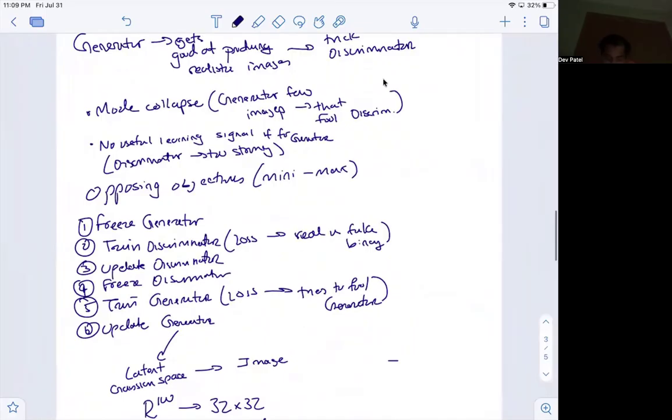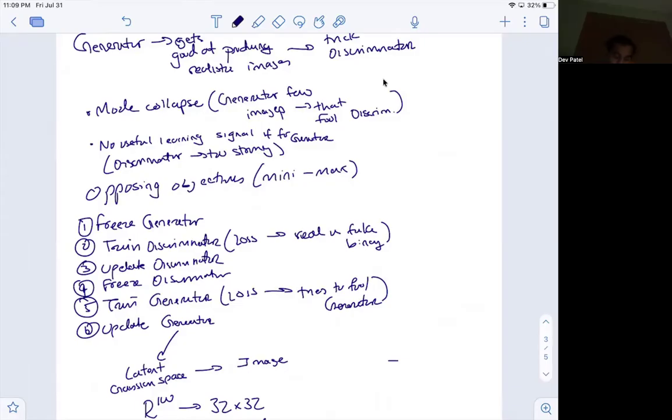So how does this training work? The generator and discriminator are not trained simultaneously. We freeze the generator, then we train the discriminator. Again, the discriminator wants to accurately classify the real and fake images. Then we update the discriminator's weights.